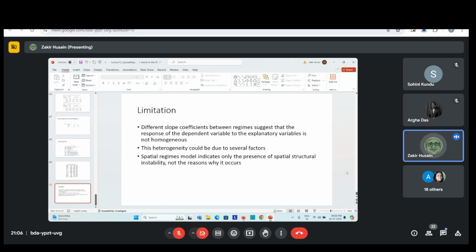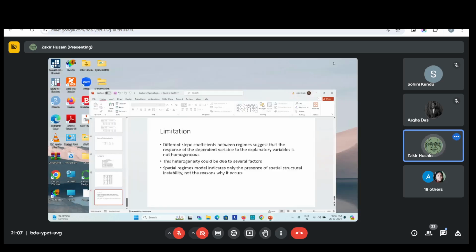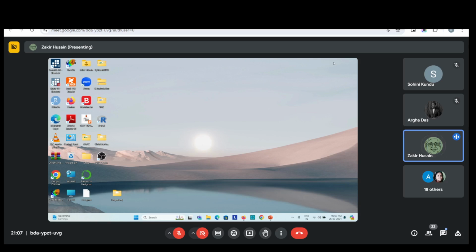The problem with the spatial heterogeneity model is we do see that the coefficients are changing, but the reason why this heterogeneity is occurring, that is not explained. We only know the structural instability, not its origin. But anyway, that is a step forward. And sometimes if spatial regression models don't work, then you can go for spatial regimes, and that can give good results.